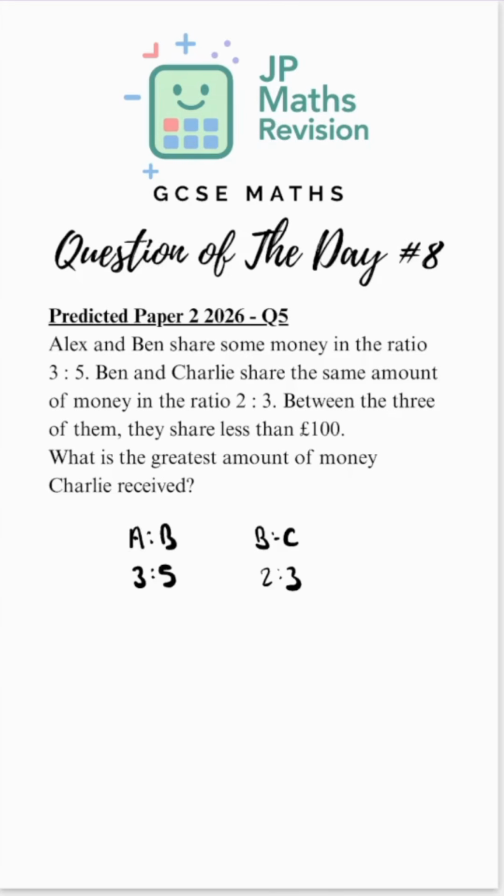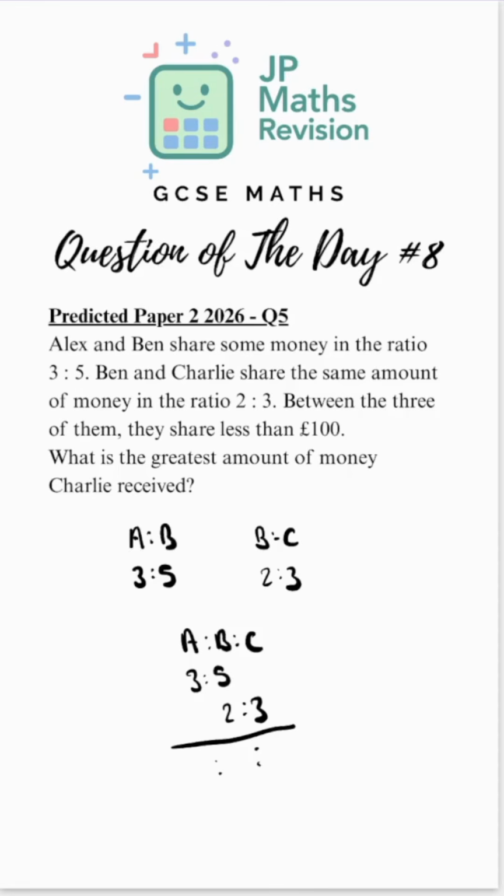So what I'm going to try and do, because I know they're all sharing the same amount of money, I'm going to combine these two ratios into one ratio. So I'm going to write A to B to C. Underneath A to B, I'm going to put 3 to 5, and B to C, I'm going to put 2 to 3. So therefore, what I can do is combine them.